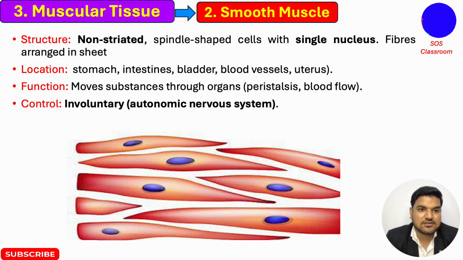Next are the smooth muscles. Smooth muscle is non-striated, so you can see there are no dark and light bands in smooth muscles. These are spindle-shaped structures with a single nucleus. You can see one nucleus in each cell. Each and every smooth muscle cell has only one nucleus.